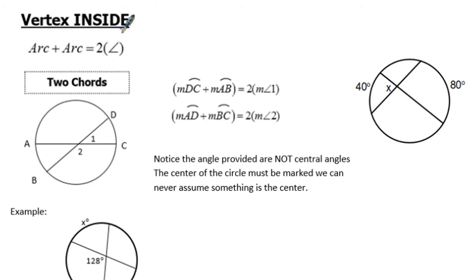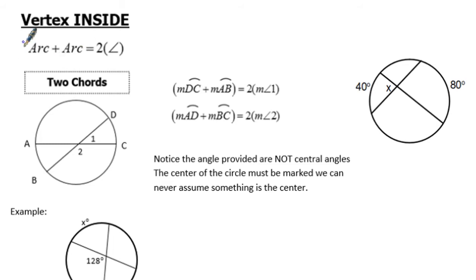So now we're going to look at, well, what happens if the vertex is inside the circle but not on the center? One thing I want to point out in these three examples here, the angles that are provided are not on the center of the circle. We can't really assume that that's the center. It usually has to be marked, or we have to be told that it's the center.